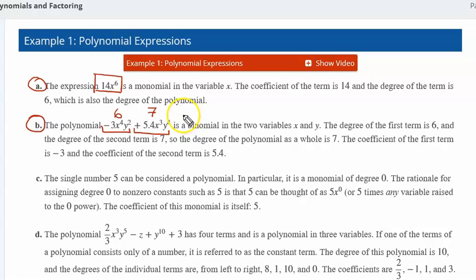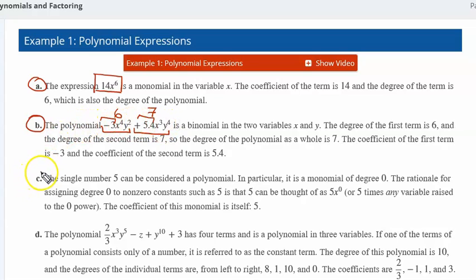Now, we also have the coefficient. The coefficient is the numerical part, which in this first term is a -3. And in the second term is, we don't say the positive if it is positive, 5.4. Now, we often speak of what is called the leading coefficient. Well, the term with the highest degree, no matter where it is, is considered the leading term, and its coefficient the leading coefficient.